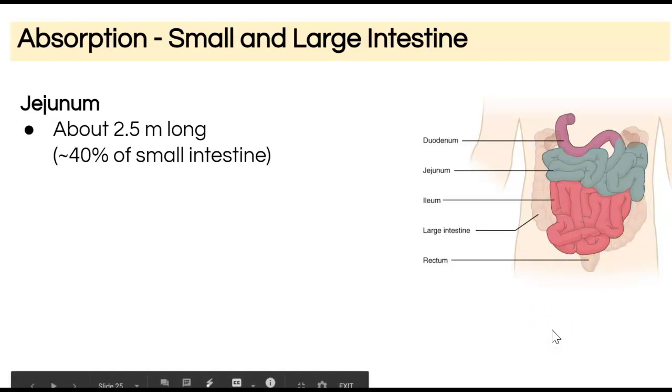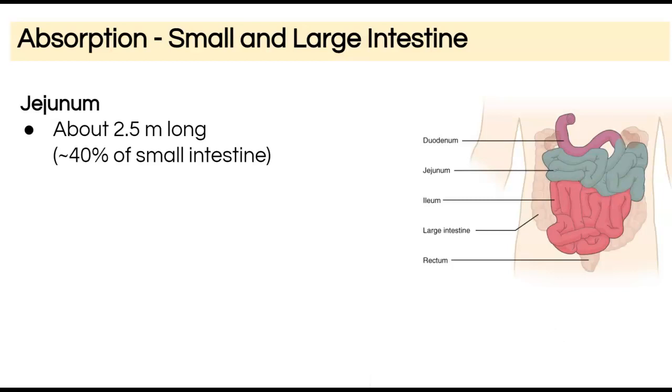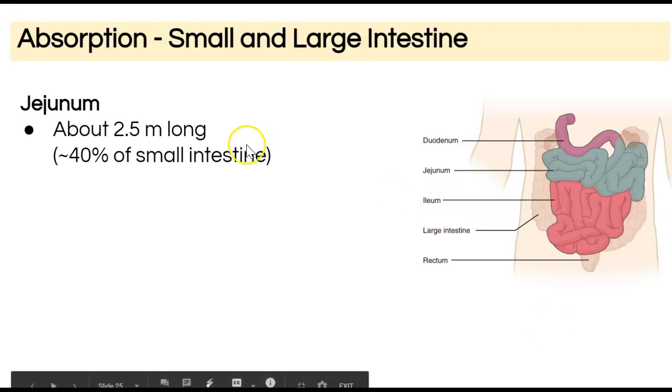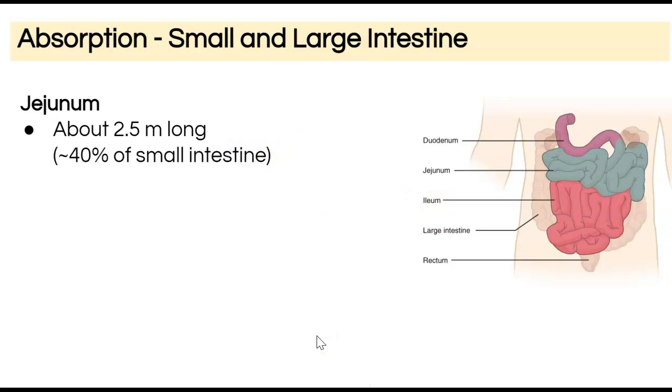So already we're looking at 25 centimeters for our duodenum, 2.5 meters for our jejunum, right? Think about a meter stick and how long a meter stick is. So kind of take your hands and figure out what that looks like, and then multiply that by 2.5. And that's how long just your jejunum is. And we haven't even talked about the ileum yet.